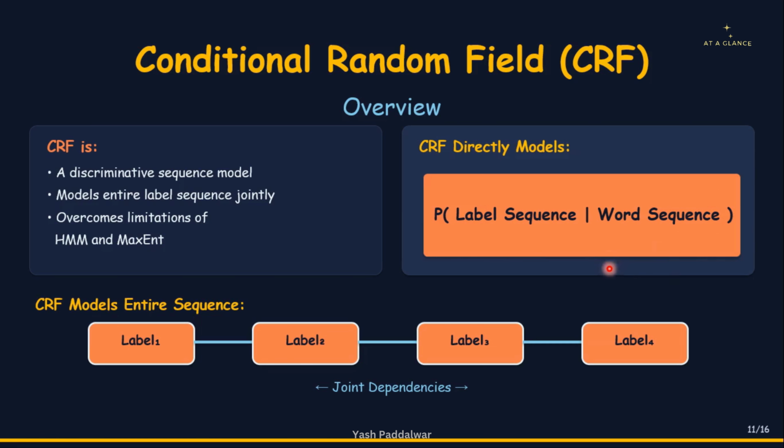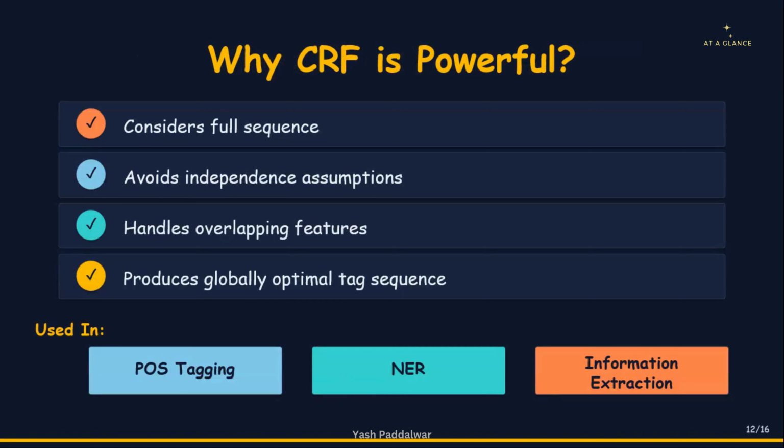Instead of predicting each label separately, it predicts them jointly like this. So label 1, label 2, label 3, and label 4, all of these will jointly be predicted. Okay, joint dependencies are there. So I hope an overview of it is clear to you all.